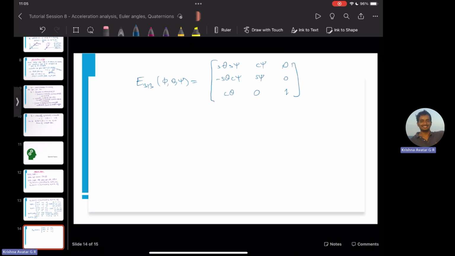So this is how we relate the angular velocity omega with respect to 313 to u vector dot, where u vector is nothing but phi dot, theta dot, and psi dot. So this is the Euler angle rates, and this is the angular velocities.